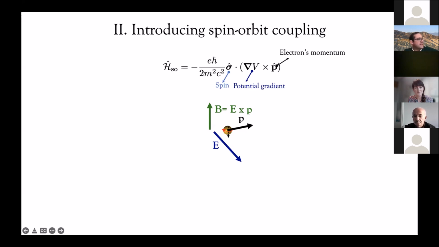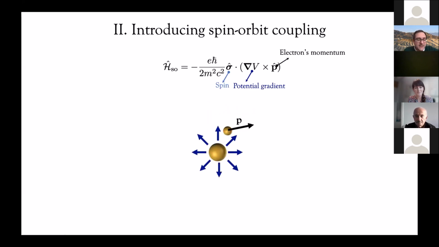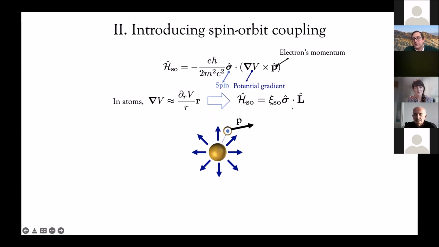Now, what is interesting is that in condensed matter, let's take one step at a time. If you take an atom, then the potential is radial, which produces a spin-orbit coupling of the Russell-Saunders form, which is the traditional form where the spin is aligned on the orbital angular momentum. Now, in condensed matter, most of the potential gradient, even at interfaces, is concentrated close to the atom nucleus.